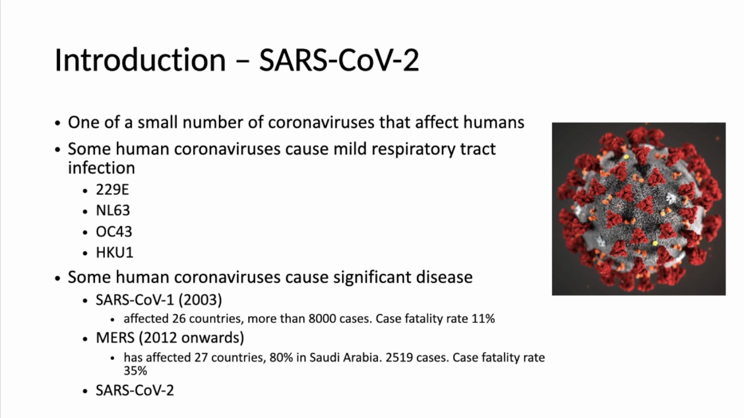Then there's MERS, which first emerged in 2012, but there have been cases ongoing since then. MERS has affected 27 countries worldwide, but 80% of those cases are in Saudi Arabia. In total, there have only been 2,519 cases, but the case fatality rate is very high at 35%. And now we have a third human coronavirus that causes significant disease in SARS-CoV-2.